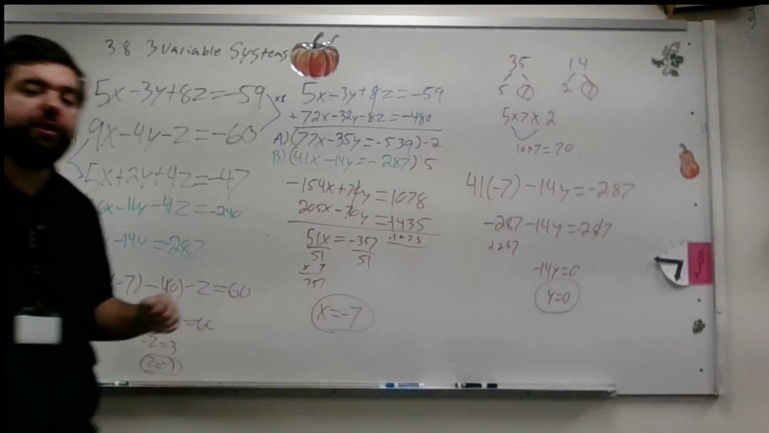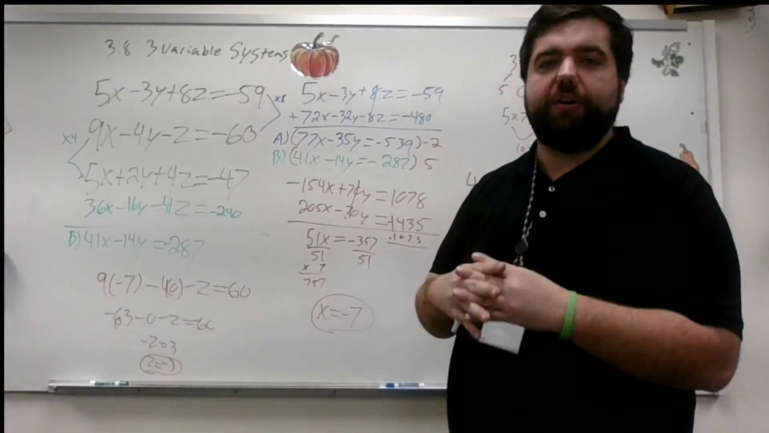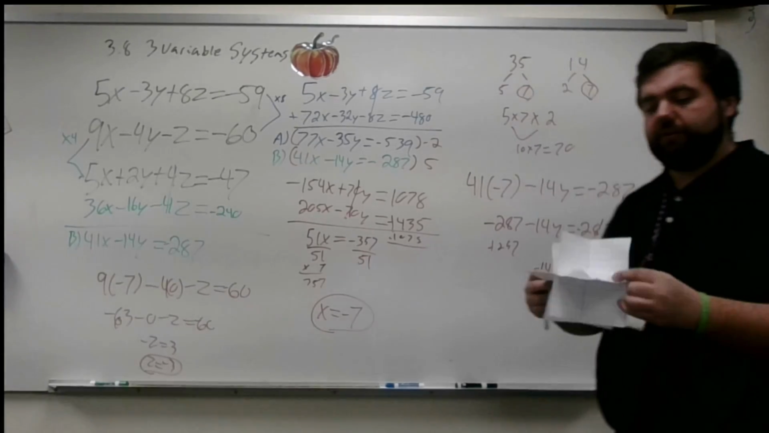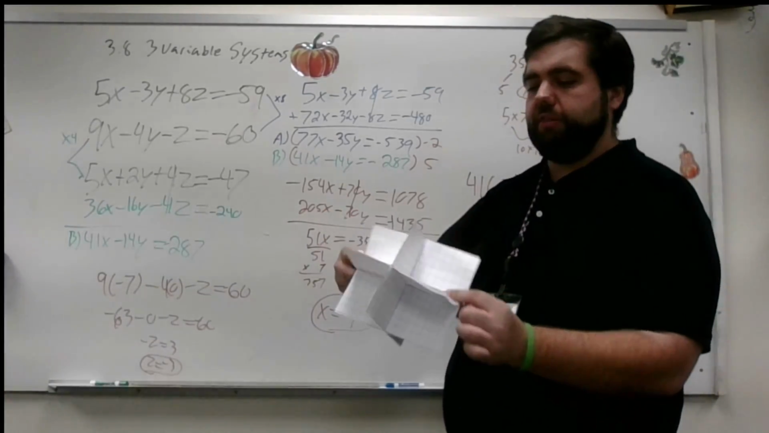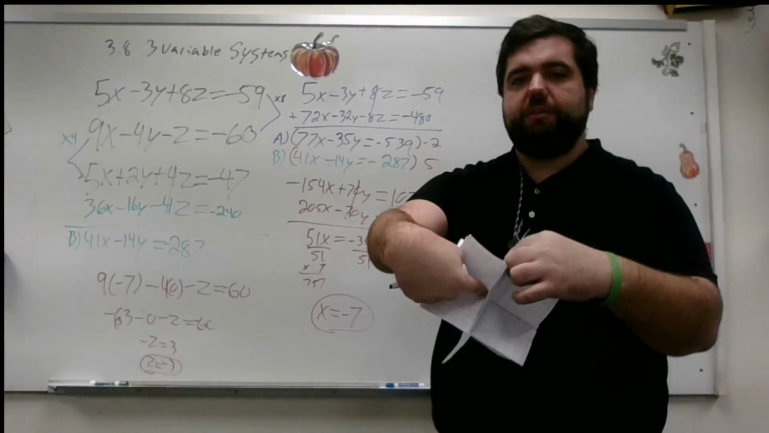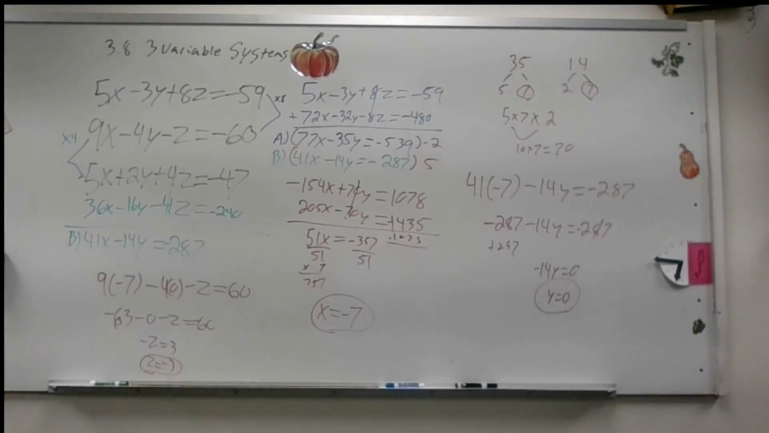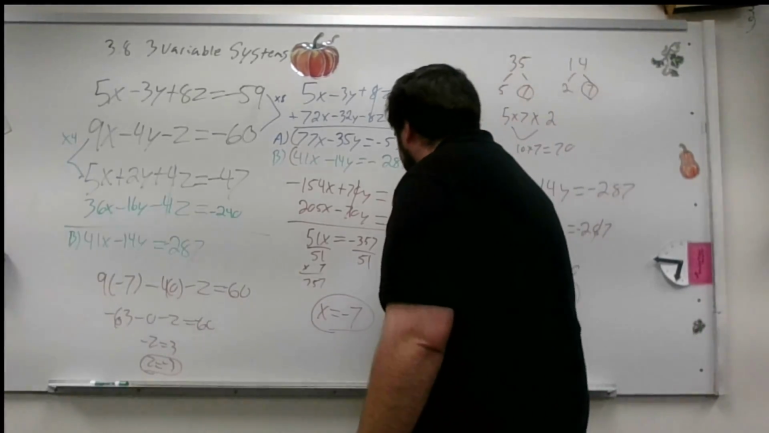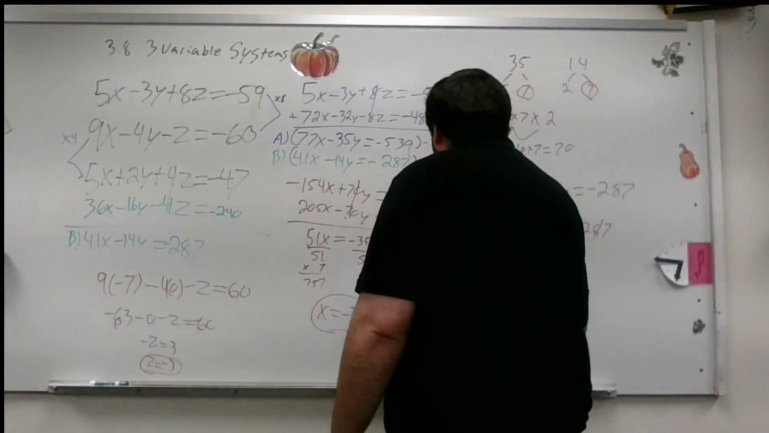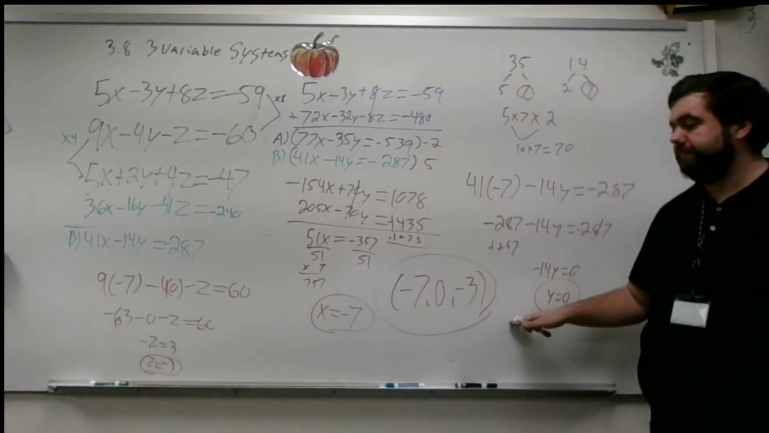This gives me my point of intersection. Again, it's a point where all three planes are intersecting. So just like this, the graph of these three equations might look something like this, but they're still only intersecting at this one point right here, right? And that point for this system of equations is negative 7, comma 0, comma negative 3. Circle my answer, and that's that.